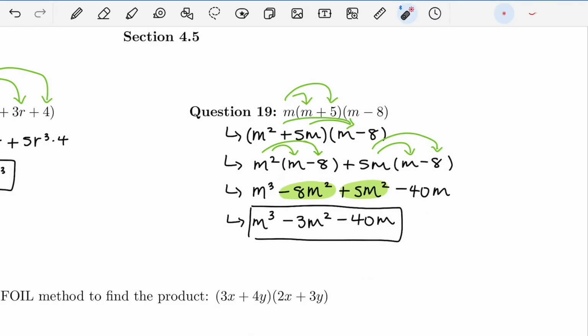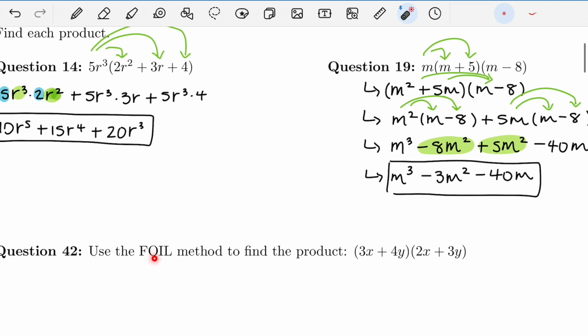So in this question 19 here, what we're doing is we're multiplying two binomials, and we saw that we can do that by multiplying the second binomial by both terms in our first binomial. So that's what we have here. Now this is one way we could do this product. Another way is using the FOIL method. This stands for first, outer, inner, and last, and that's the order in which we are going to multiply the terms in this product here.